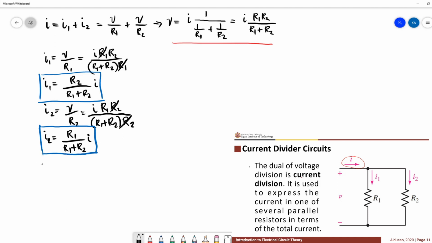Now for the general equation for current division, we have IK equivalent to 1 over RK over 1 over R1 plus 1 over R2 plus ... plus 1 over Rn times I.